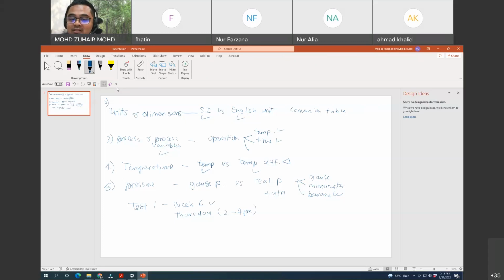I can't remember the date. Can anyone please check what is the date for week 6 Thursday? This week is week 2. What is the date for that? 28 April. 28 April 2022, which is a week before Raya, just a few days before Raya. So after you complete your test 1, you can go for Raya, or you can go for Eid.